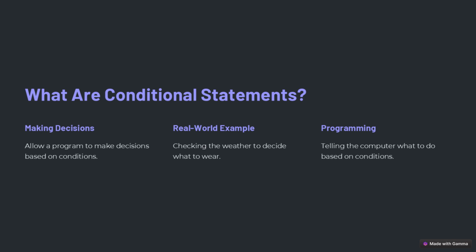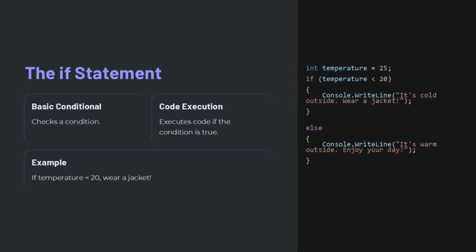Imagine you're checking the weather to decide what to wear. If it's cold, you wear a jacket. If it's hot, you wear a t-shirt. Similarly, in programming, we use conditional statements to tell the computer what to do based on different conditions. The most basic conditional statement is the if statement. It checks a condition and executes the code inside the block only if the condition is true.